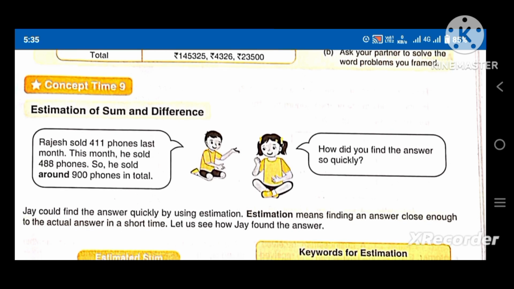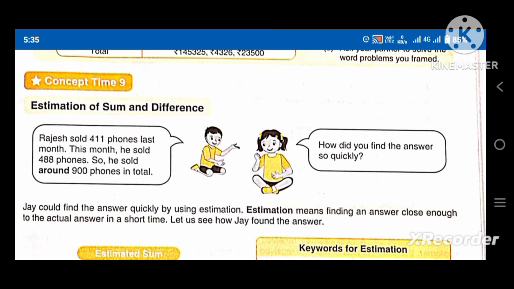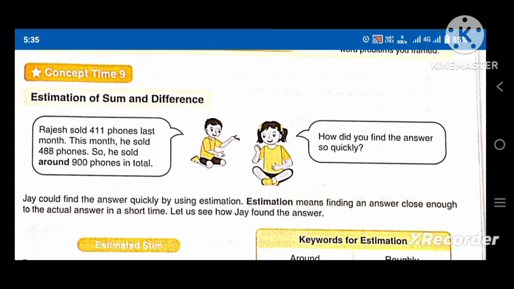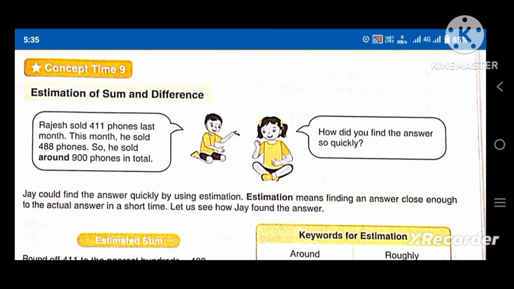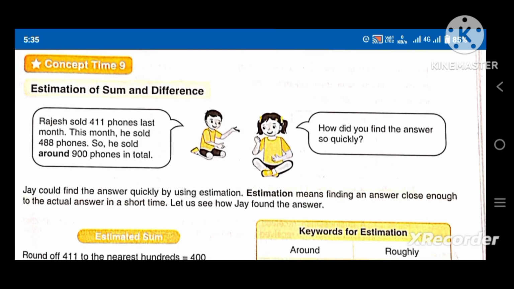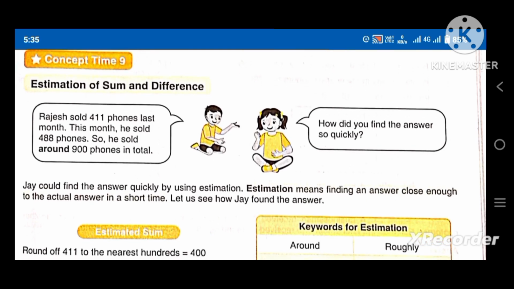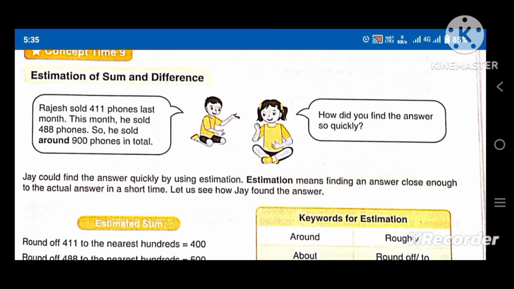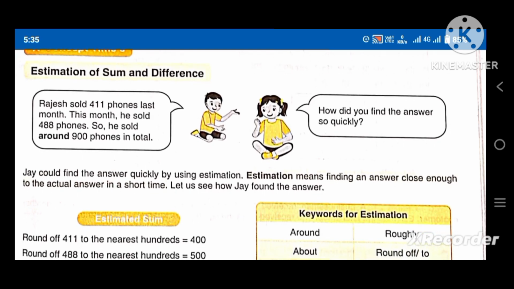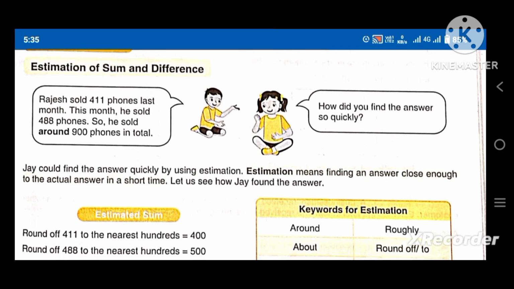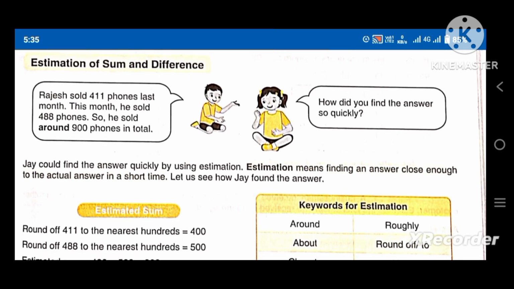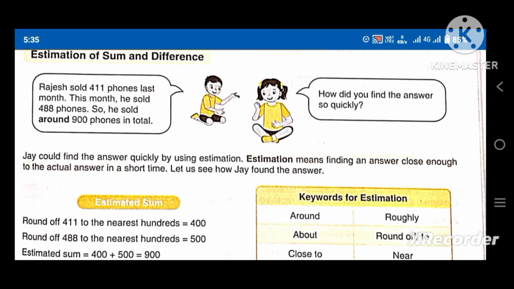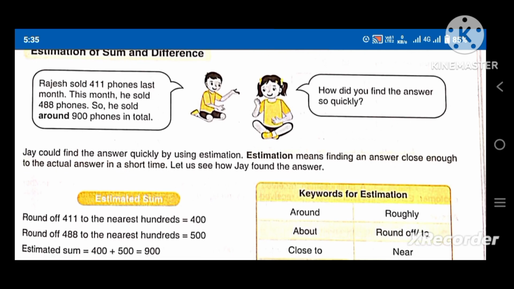Concept time 9. Estimation of sum and difference. Rajesh sold 411 phones last month. This month he sold 488 phones, so he sold around 900 phones in total. How did you find the answer so quickly? I could find the answer quickly by using estimation. Estimation means finding an answer close enough to the actual answer in a short time.